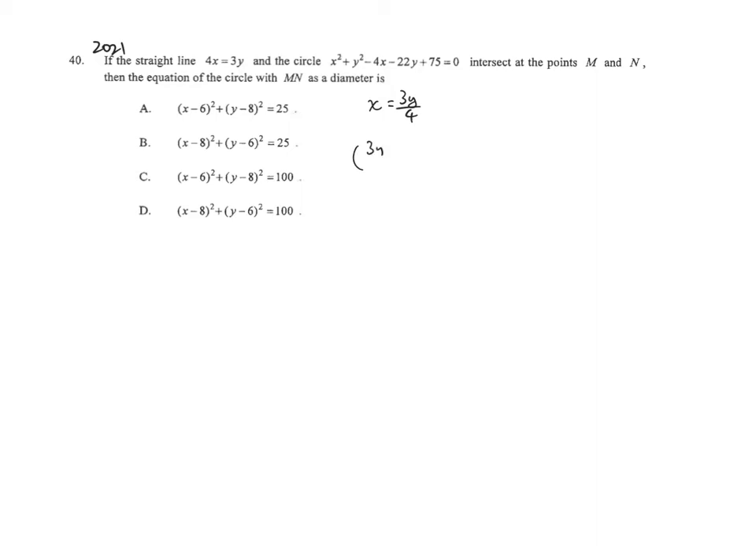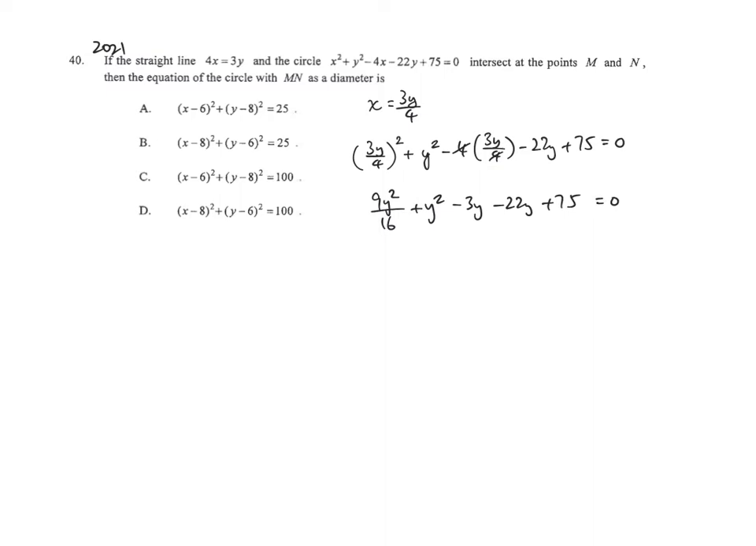So all the x's will be replaced with 3y over 4, so that's squared, plus y squared, and then the x's replaced again, minus 22y plus 75 equals 0. This is to find the intersection points at M and N. And when you square this, it's going to be 9y squared over 16 plus y squared, and luckily the 4 cancels out.